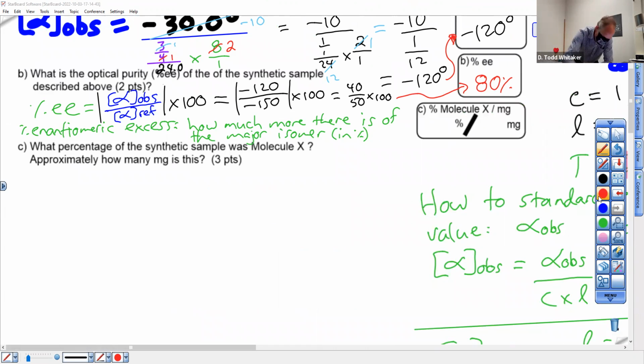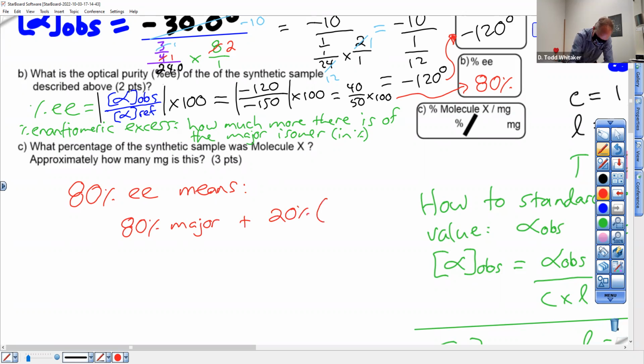Here's your breakdown to get your 90 to 10. 80% EE means only one thing, 80% major, plus 20% that doesn't rotate light. There's a name for that: racemic. I don't know why I had parentheses; you don't need them. What's racemic defined as again?